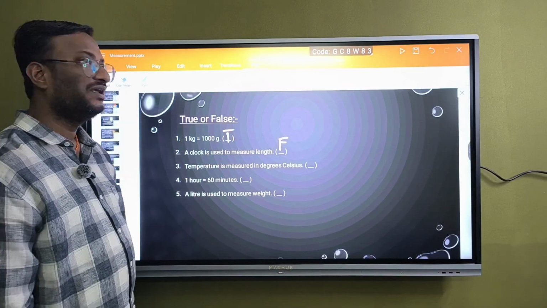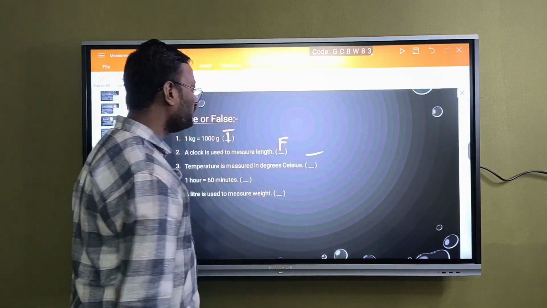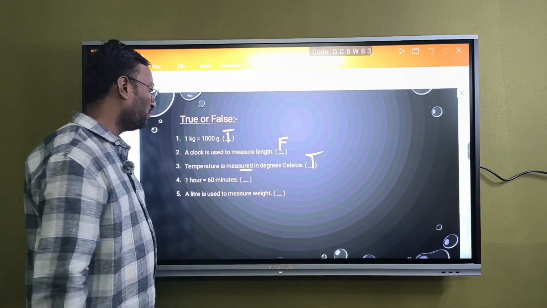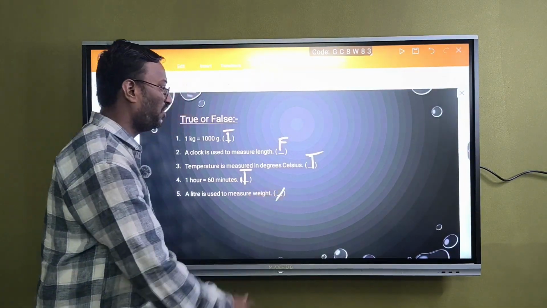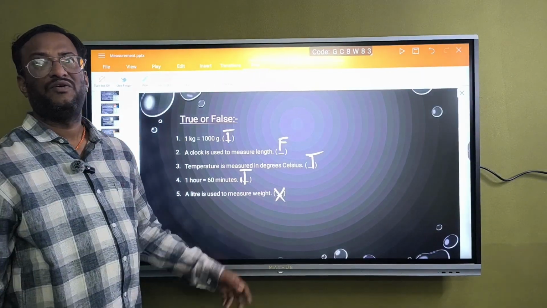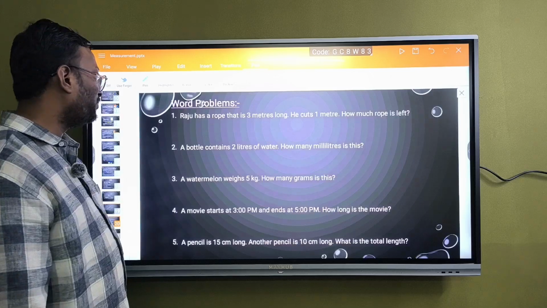Temperature is measured in degrees Celsius. Yes, it is absolutely true. 1 hour is equal to 60 minutes. Yes, true. A liter is used to measure weight. No, it is false. Liter is not used to measure weight. It is false. And next we have word problems.